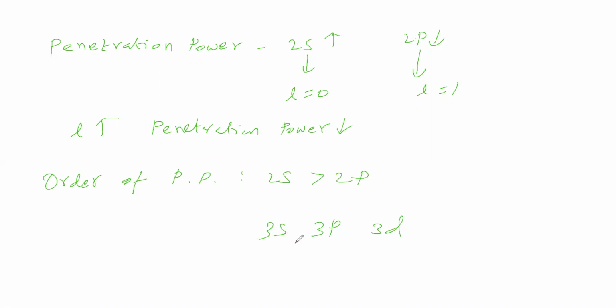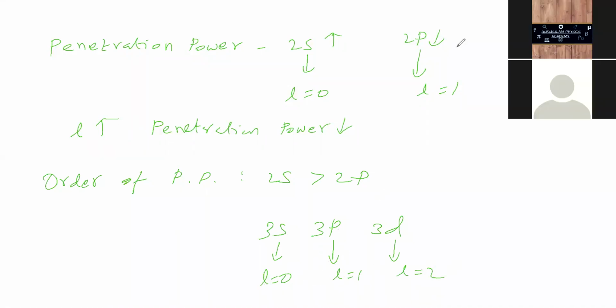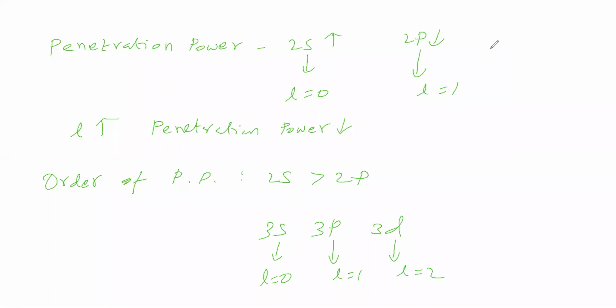Now we will see the different subshells and take the azimuthal quantum numbers. The azimuthal quantum number for the s subshell is 0, for the p subshell is 1, for the d subshell is 2. So as the azimuthal quantum number increases, penetration power decreases. So 3s is greater than 3p is greater than 3d. It is the order of penetration power.